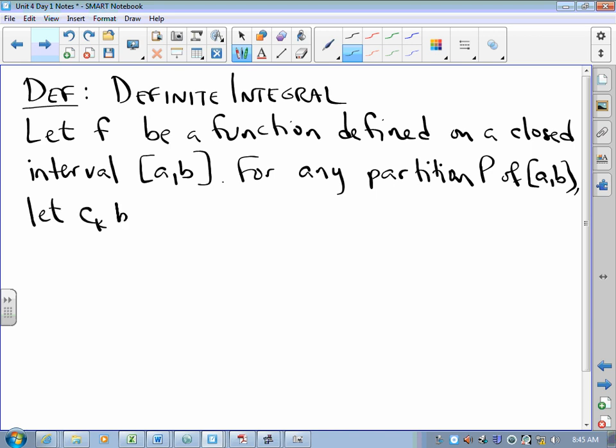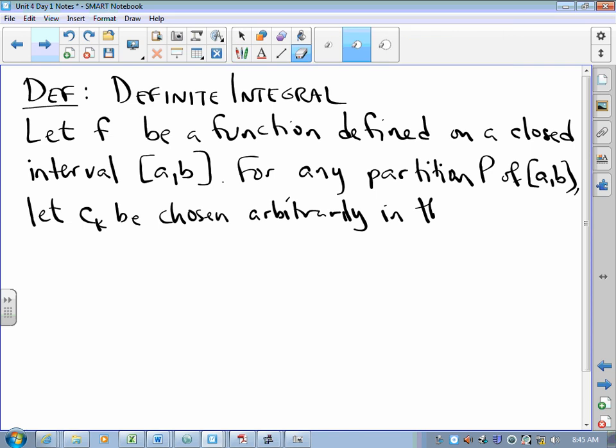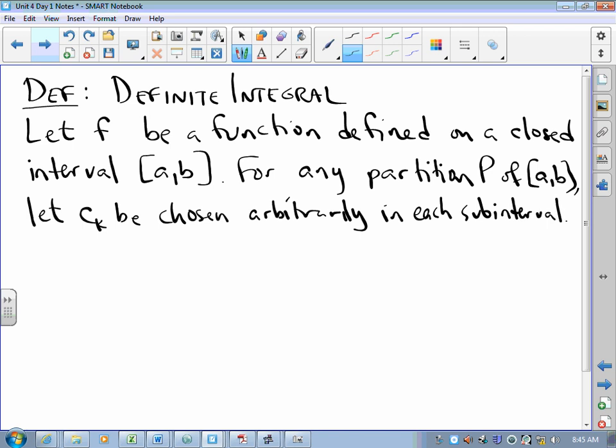Let C sub k be chosen arbitrarily in each subinterval. In other words, we're going to pick C sub k in every subinterval. We're going to do it arbitrarily. Maybe we pick the left endpoint. Maybe we pick the right endpoint. Maybe we pick the midpoint. Maybe we pick a random point in between.